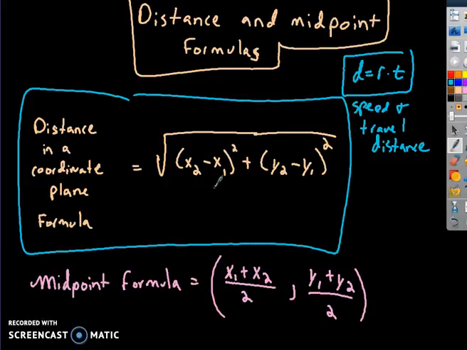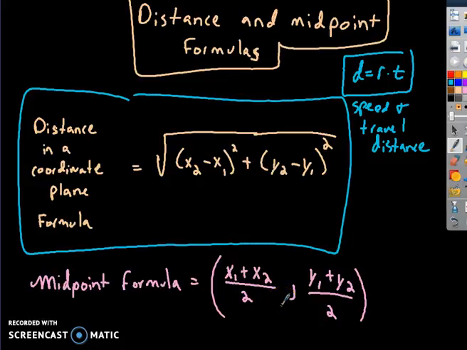The second formula we're going to talk about is the midpoint formula, and this is it: x1 plus x2 over 2, comma, y1 plus y2 over 2. This gives you a coordinate, like an ordered pair. The distance is going to be a length, some unit of measure like 5 feet or 5 inches, and this is going to be some coordinate.